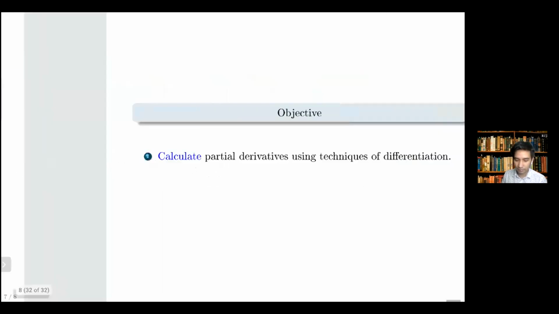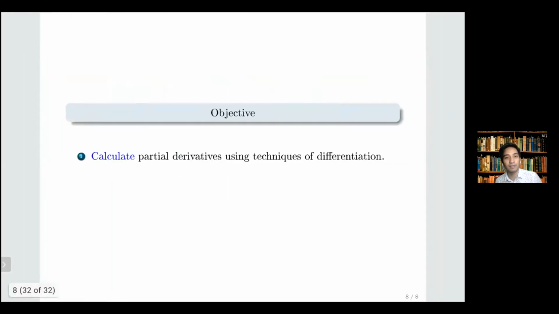Okay. So in this video, we only had one objective, and that was to calculate partial derivatives using techniques of differentiation. And the way that we can do this is to treat the other variable as a constant and differentiate normally.